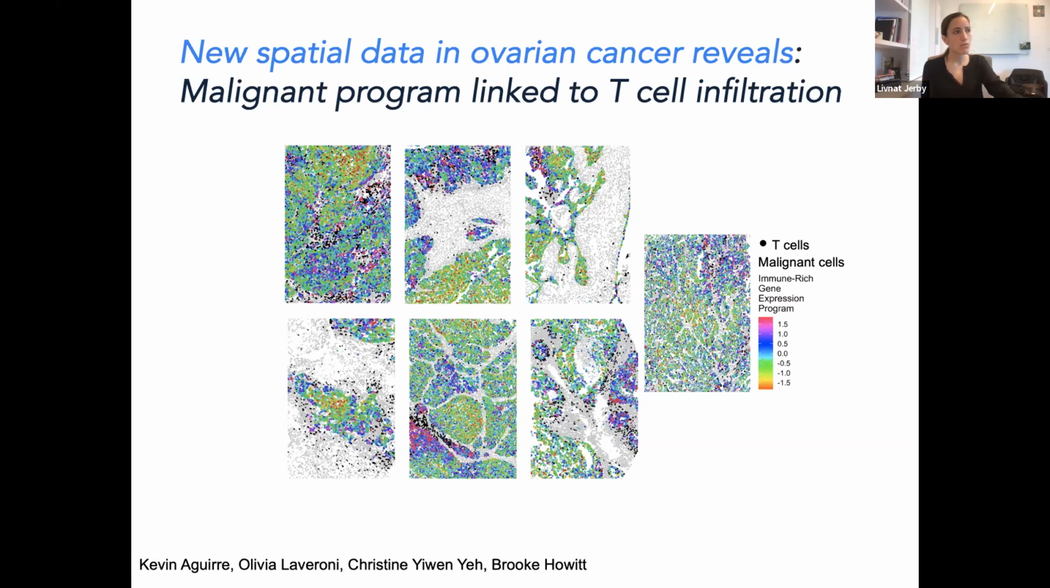And so this is exactly what we did in the new spatial data that we collected in ovarian cancer, and it was really remarkable to see that despite the heterogeneity across patients, we find the connection between where T cells are and the expression of specific genes in the malignant cells. So the T cells are shown here in black, and all the other cells are malignant cells, which are colored according to this signature that we identified, this program. We see this over and over again across multiple patients.